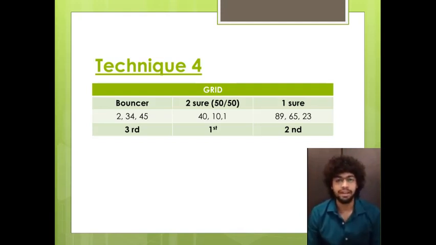Now after making this grid, you should answer the 50-50 questions first, then answer the 1 sure category questions, and at the end you should answer the bouncer questions. If you attempt the questions in this sequence, then you will definitely earn a positive score. However, it would be a nightmare if you answer the bouncer category questions and you do not find time to answer the 50-50 questions and the 1 sure category questions. If this happens, then you will definitely lose marks and you will have a negative score. So make sure that you make this grid on the question paper and solve the questions in this sequence. If you do so, you will definitely earn some positive marks.